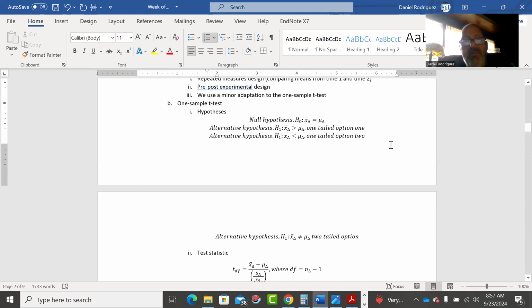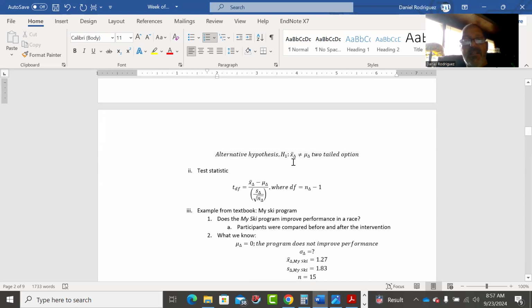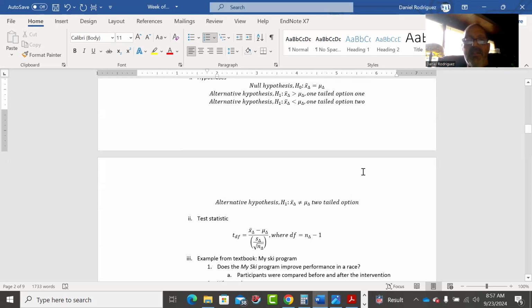Again, we have the one-tail option. The alternative hypothesis is the mean change is not equal to the population mean change. So that's a two-tailed option.